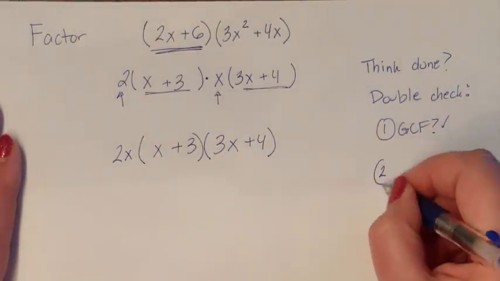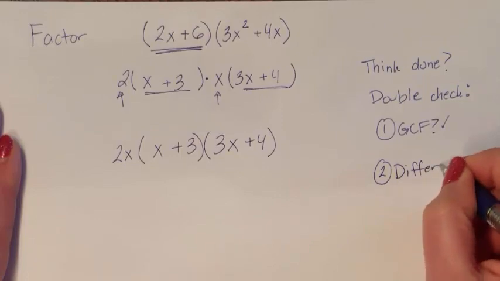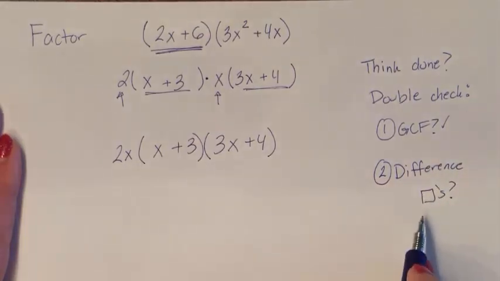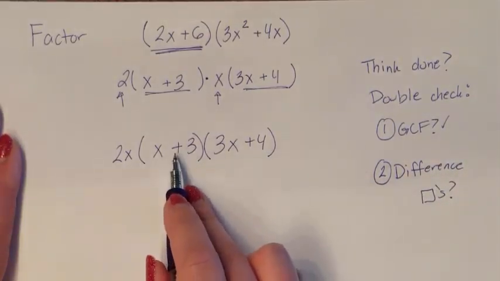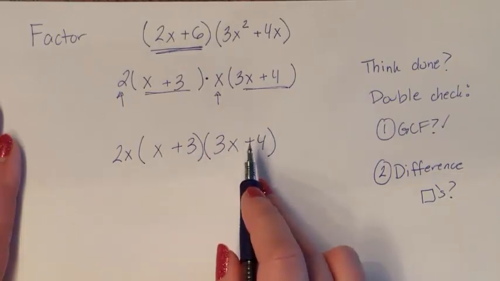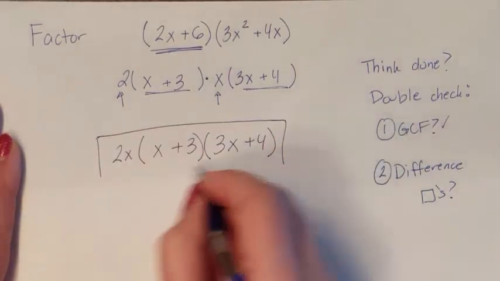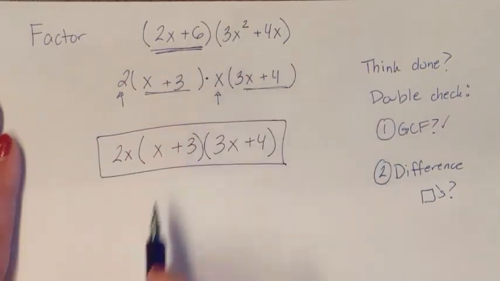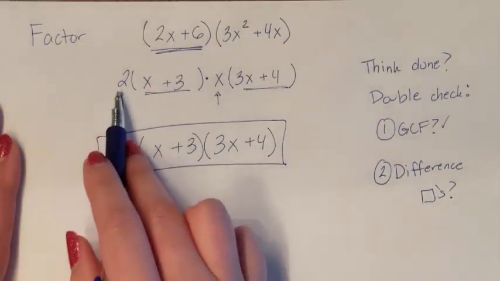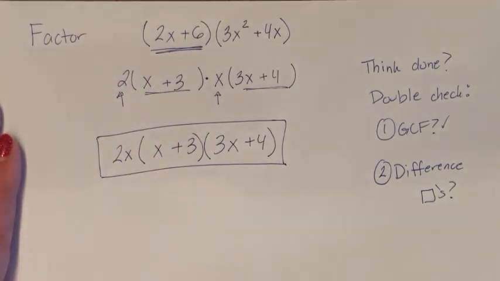The next thing that you need to check is the difference of squares. Did little Johnny mess up and not do a difference of squares problem? Well, this one's not subtraction, so that's not a difference of squares. This one is also not a subtraction, so it's not a difference of squares. So this is the answer little Johnny should have had. Little Johnny did not get the right answer. We found more GCFs that little Johnny should have factored out.